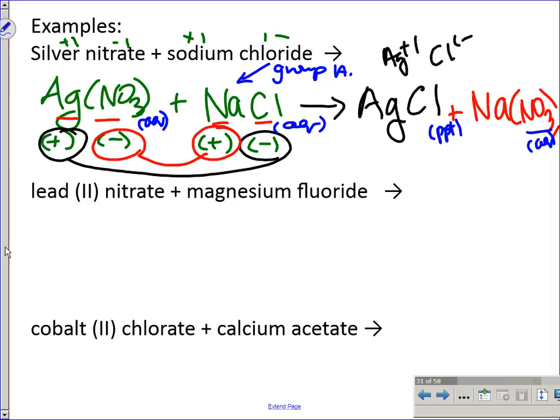Shelby, give me the formula for lead nitrate. Lead, Pb, nitrate. Okay, so lead nitrate: Pb(NO3)2. Say again? You need to crisscross that charge over. Good. All right, so Jacob, magnesium fluoride.